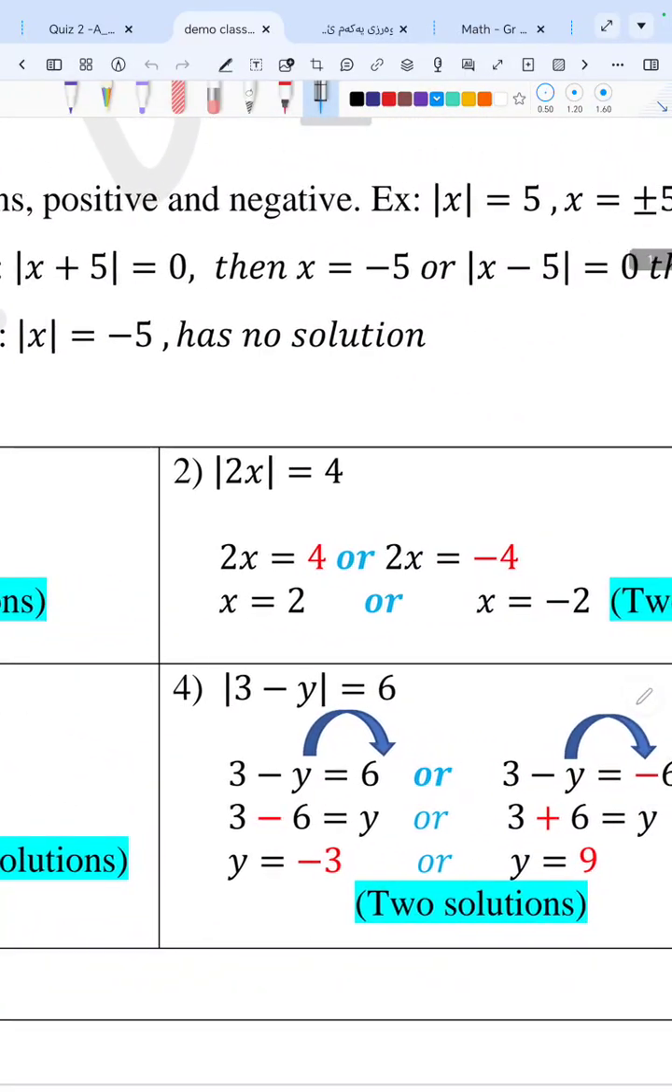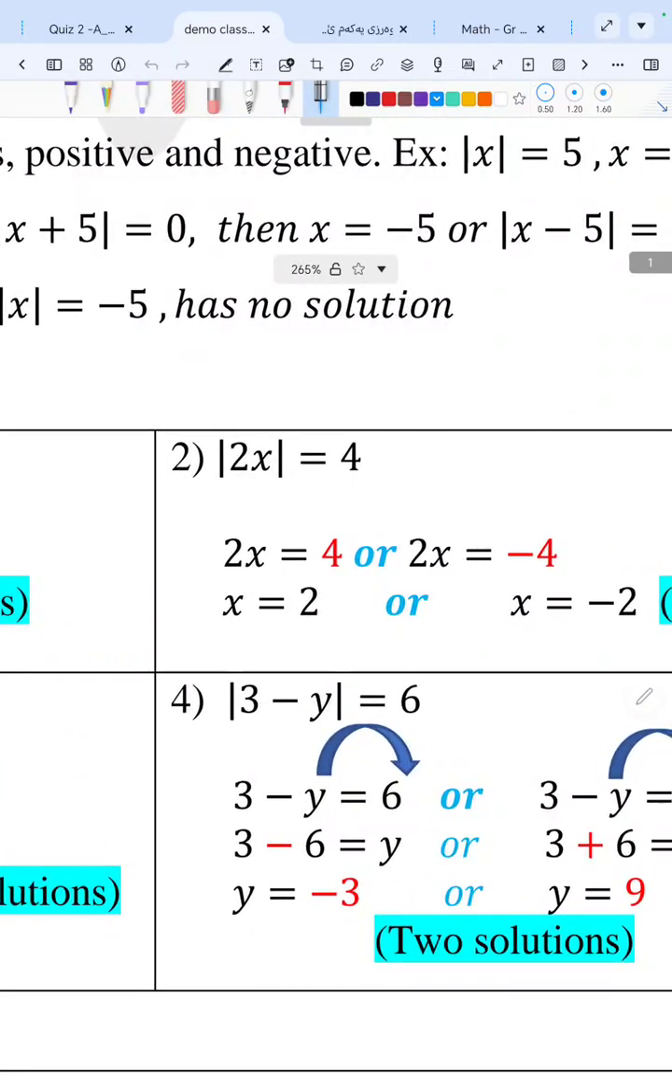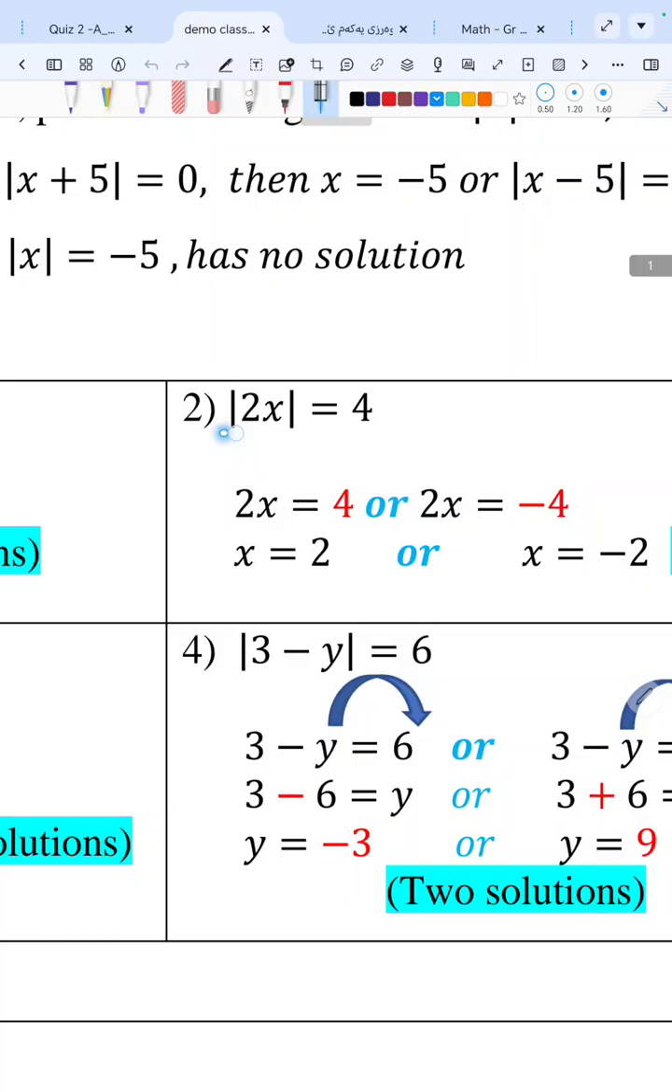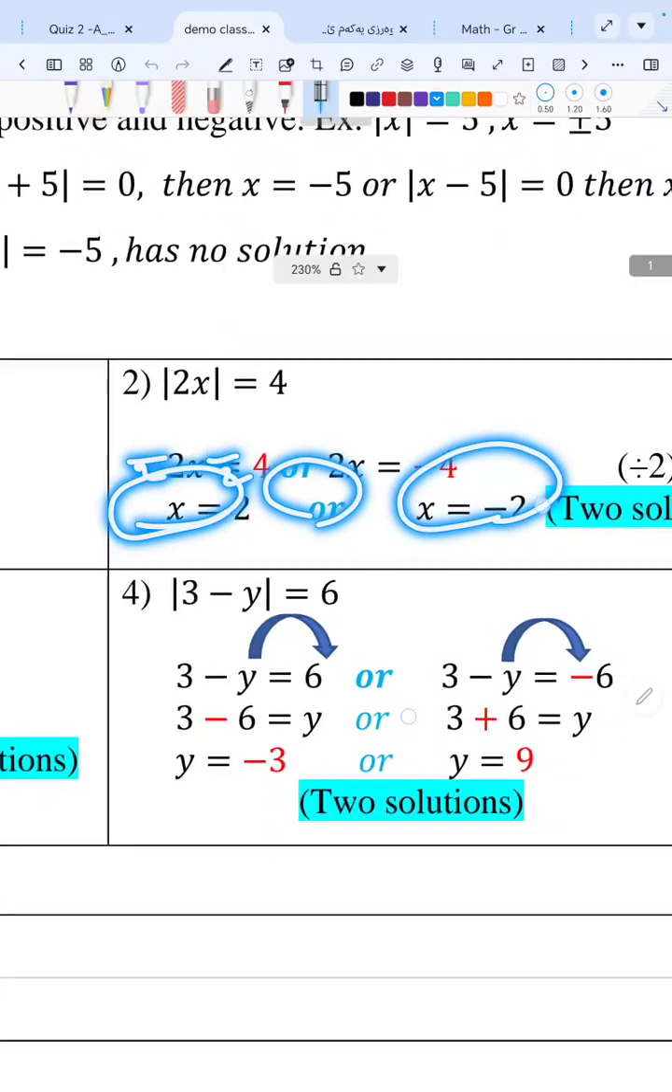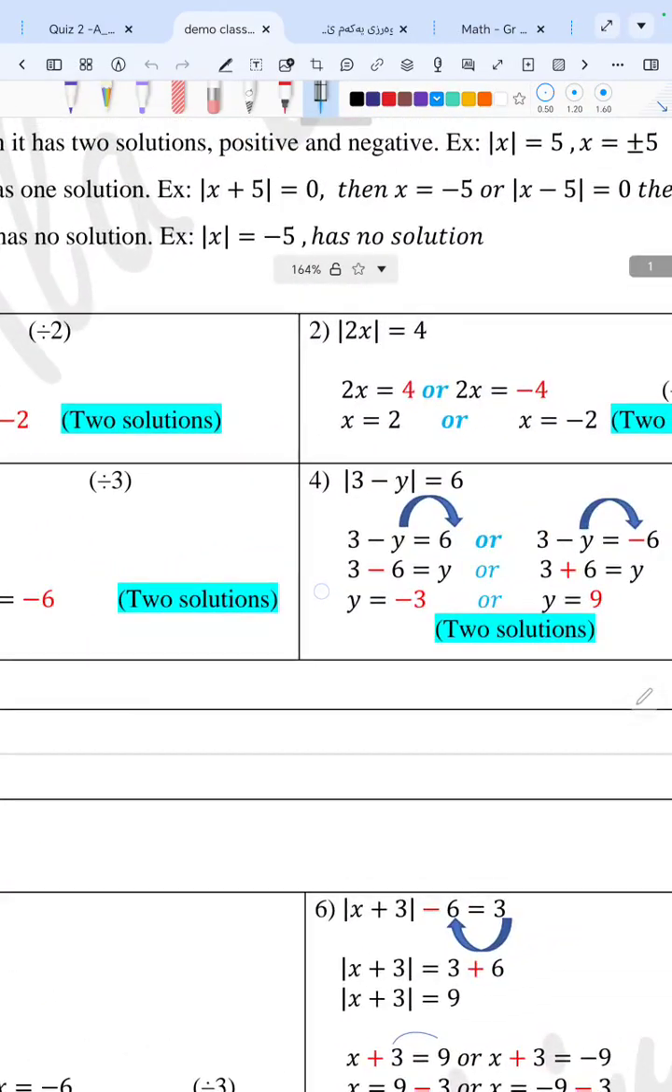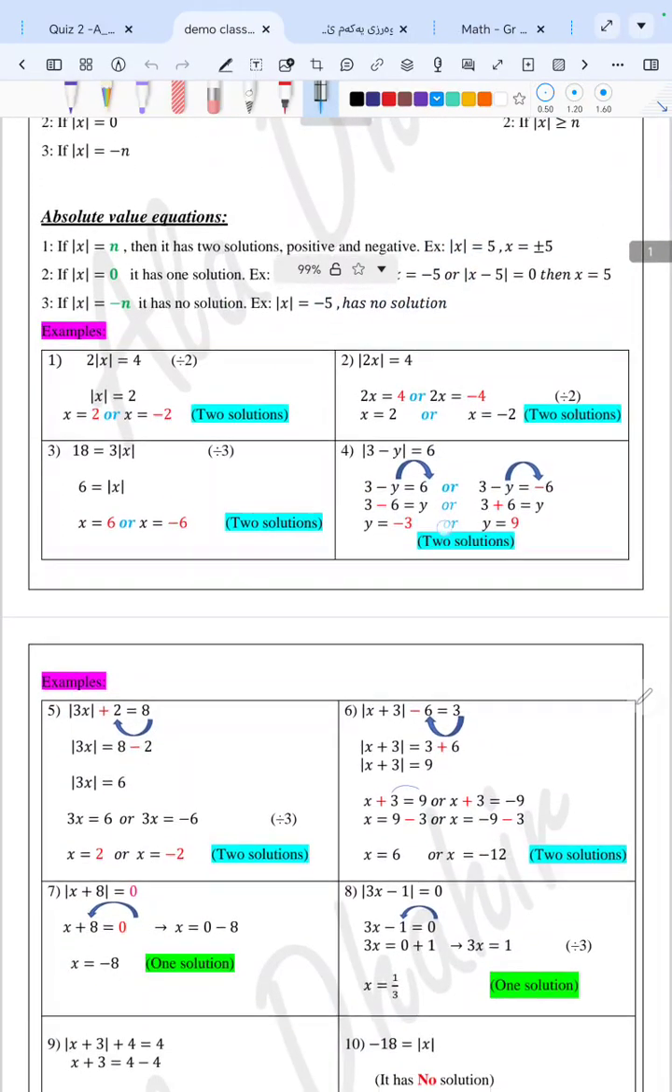Another example. Now we have the number inside the absolute value, so directly you have to decide, and it equals a positive number. It has two solutions, positive and negative. Can I say directly divide by 2? No. Okay. We have to write positive, negative, then find the answer. Then divide by 2, divide by 2, x equals 2, or x equals negative 2. This is about when the absolute value equals a positive number, it has two solutions.